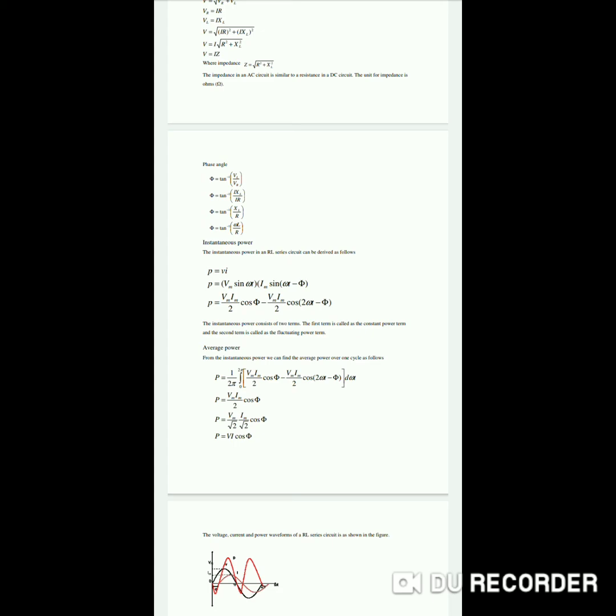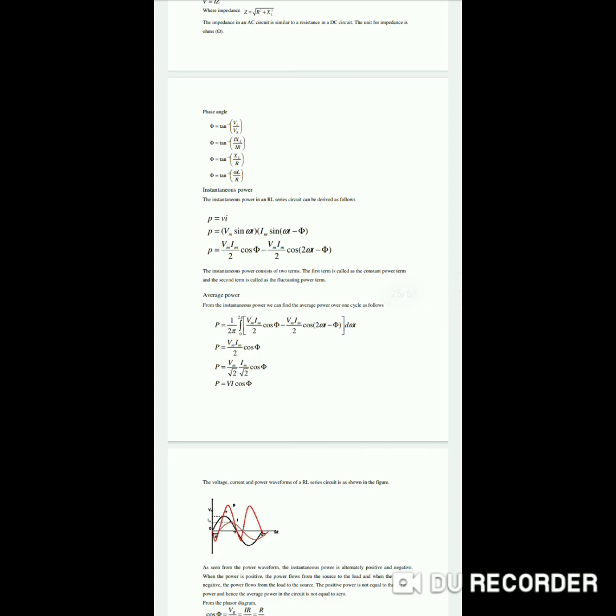Now we will find the average power. To find the average power, we integrate the instantaneous power over one cycle. So P = 1 divided by 2 pi, integral from 0 to 2 pi, of Vm Im divided by 2 into cos phi minus Vm Im divided by 2 into cos(2 omega t minus phi) d omega t. Now apply the limits to the first term, Vm Im by 2 cos phi, and to the second term, cos(2 omega t minus phi).